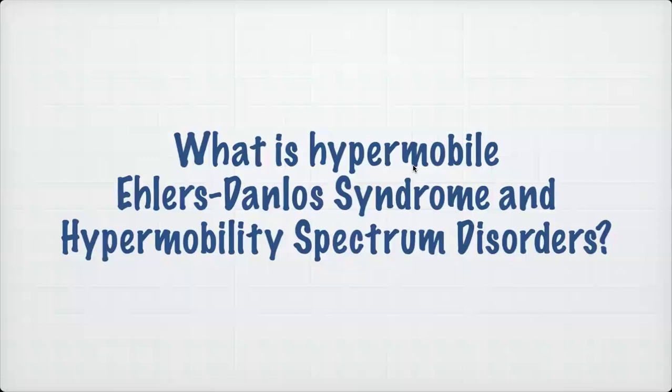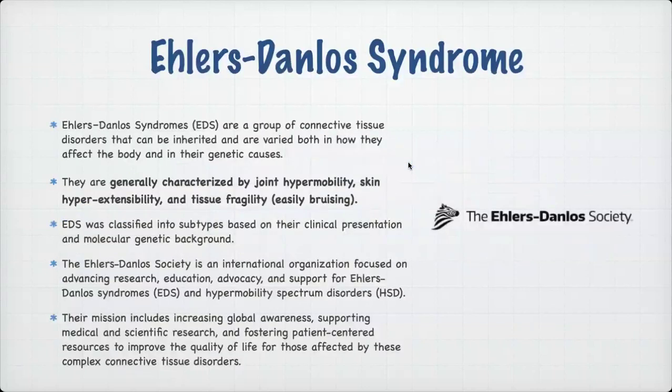So now that we understand what is hypermobility and instability, let's look at what is hypermobile Ehlers-Danlos syndrome and hypermobility spectrum disorders in general. Ehlers-Danlos syndromes are a group of connective tissue disorders that can be inherited and are varied both in how they affect the body and in their genetic causes. They are generally characterized by joint hypermobility, skin hyperextensibility, and tissue fragility, such as easy bruising. EDS was classified into subtypes based on their clinical presentation and molecular genetic background.